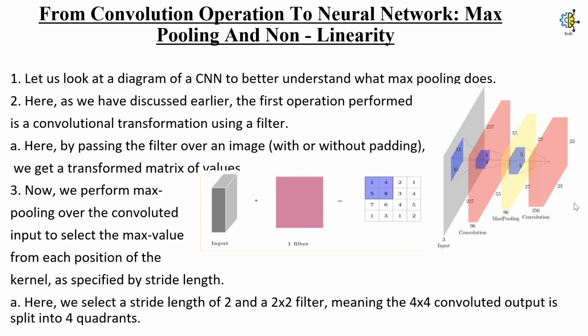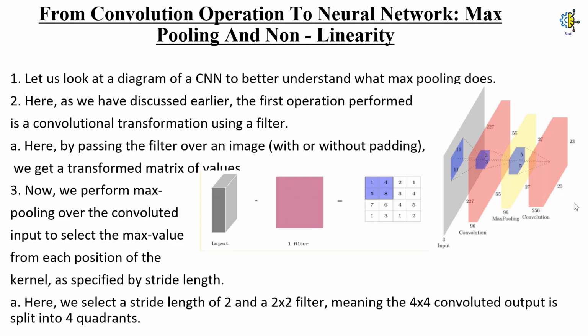Max pooling and non-linearity. Let us look at a diagram of a CNN to better understand what max pooling does here. As we have discussed earlier, the first operation performed is a convolutional transformation using a filter. Here, by passing the filter over an image, with or without padding, we get a transformed matrix of values. Now, we perform max pooling over the convolved input to select the max value from each position of the kernel, as specified by stride length.